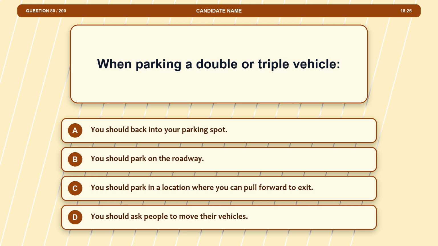Question 80. When parking a double or triple vehicle, option A, you should back into your parking spot. Option B, you should park on the roadway. Option C, you should park in a location where you can pull forward to exit. Option D, you should ask people to move their vehicles.